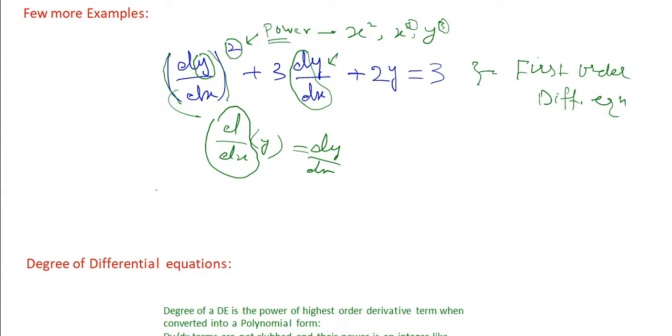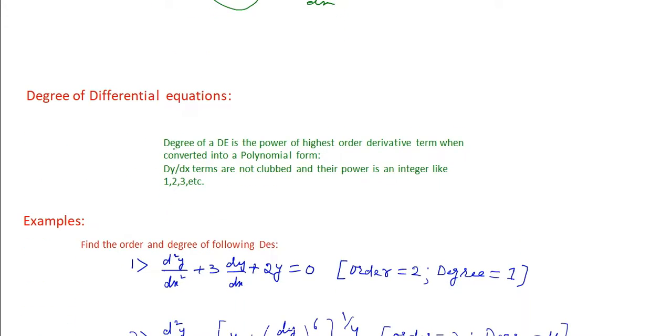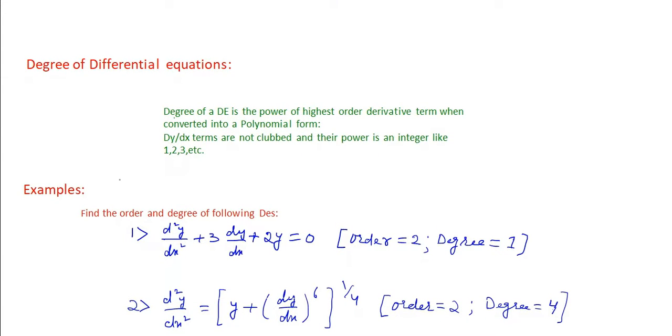Okay, now let's go to another concept, degree of differential equations. Now what's written here: degree of a differential equation is the power of the highest order term. Now see here, note the difference, power of highest order. What is the power of the highest order derivative when converted into a polynomial form? This one is very important.